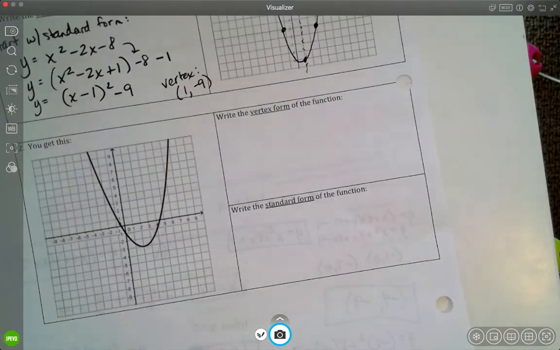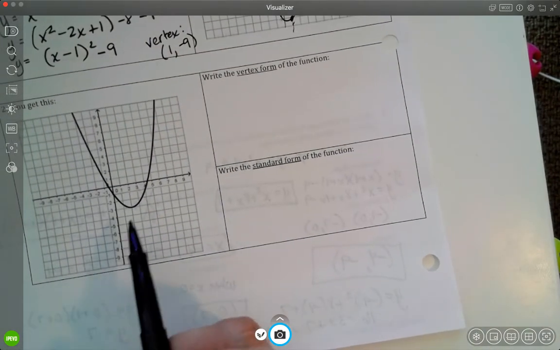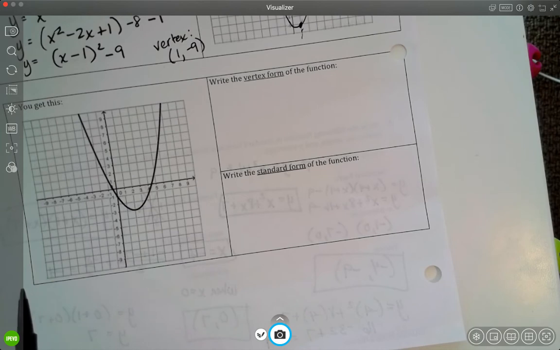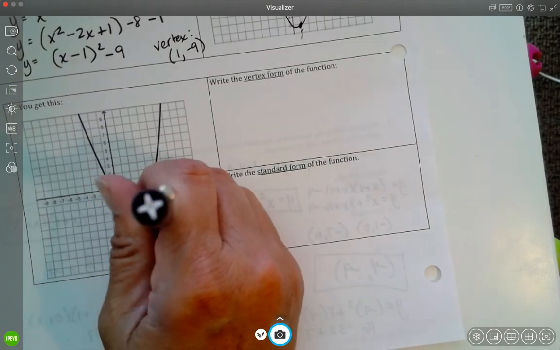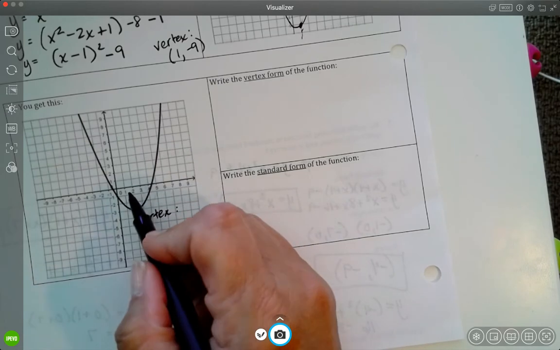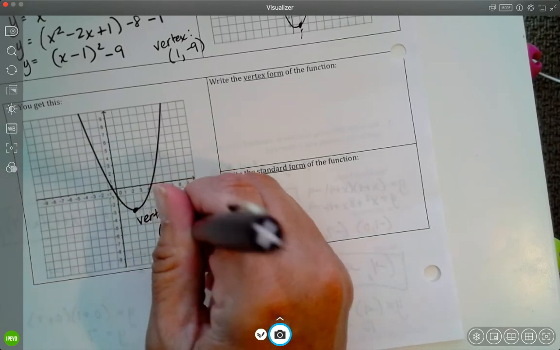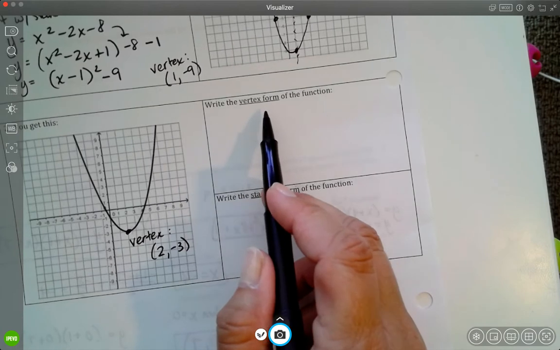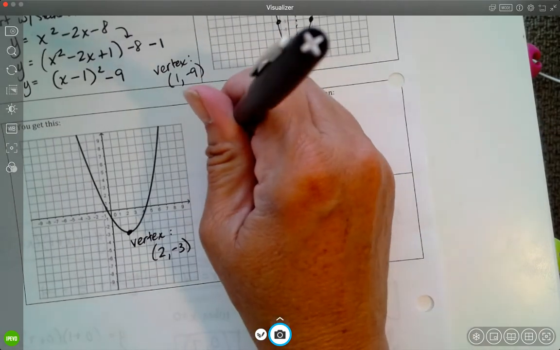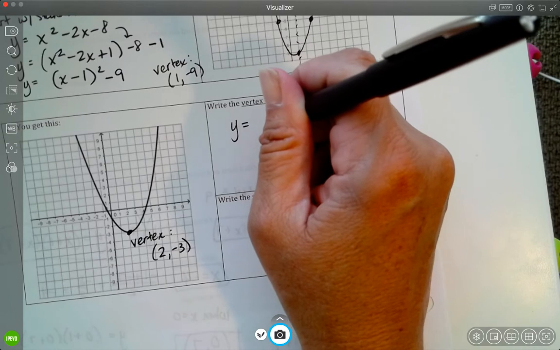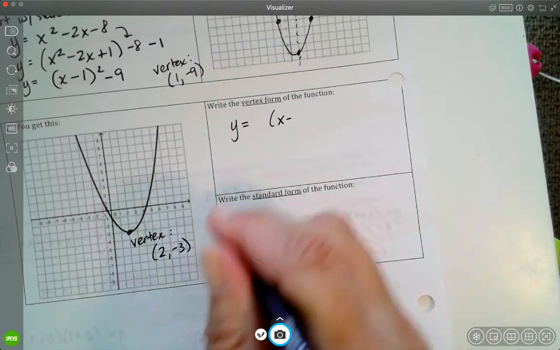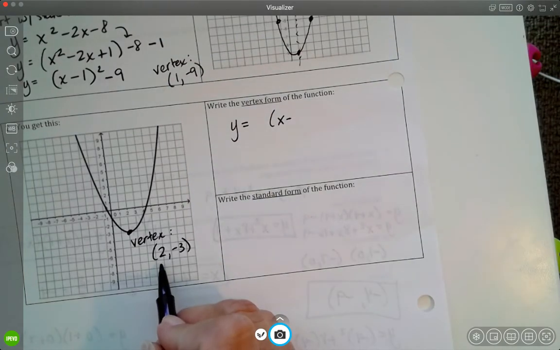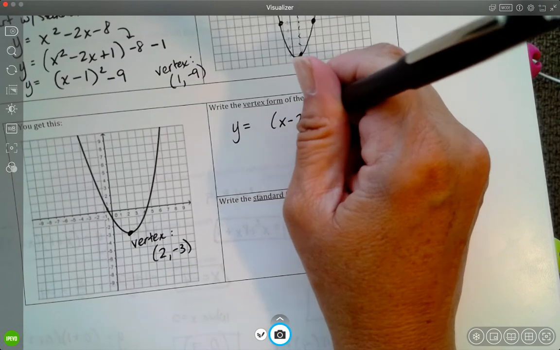Okay, let's try number 2. So now they're not giving us any equations, they're just giving us a graph. So we want to look at this graph and find out what exactly we can see very clearly. Well, I can see very clearly the vertex. The vertex is 2, -3. Okay, that's good because if I have to write the vertex form, then I can start by putting y equals, I'm just going to leave space in case a is something. And then x minus 2, right? Because the h is 2, squared, and then minus 3.